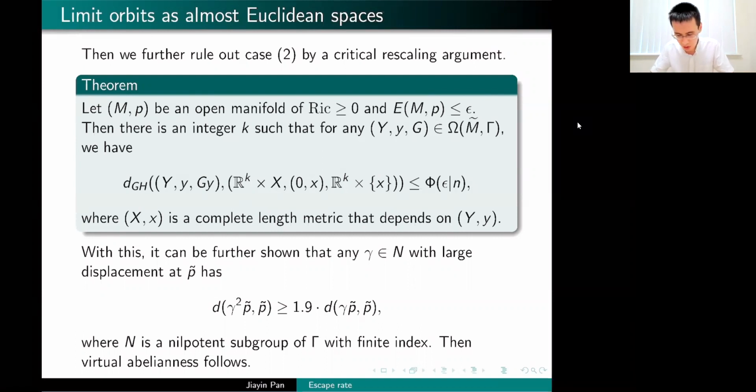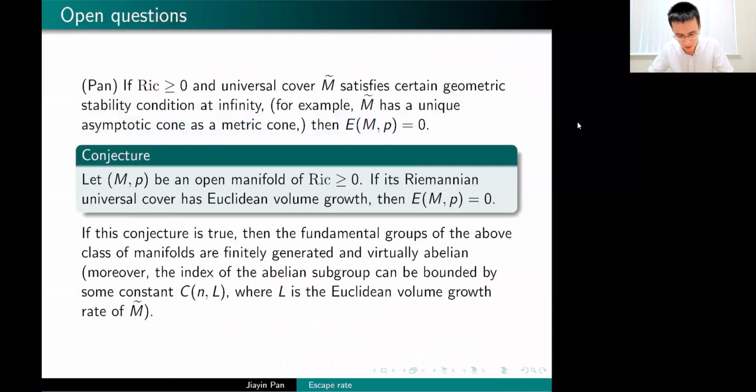So that's all about the proof of the main theorems. To conclude this talk, here are some open questions. First of all, under some conditions, we can show that a certain class of manifolds actually has zero escape rate. This result says that if the universal cover satisfies a certain geometric stability condition at infinity, for example, if you assume that the universal cover has a unique asymptotic cone as a metric cone, then this escape rate is always zero.